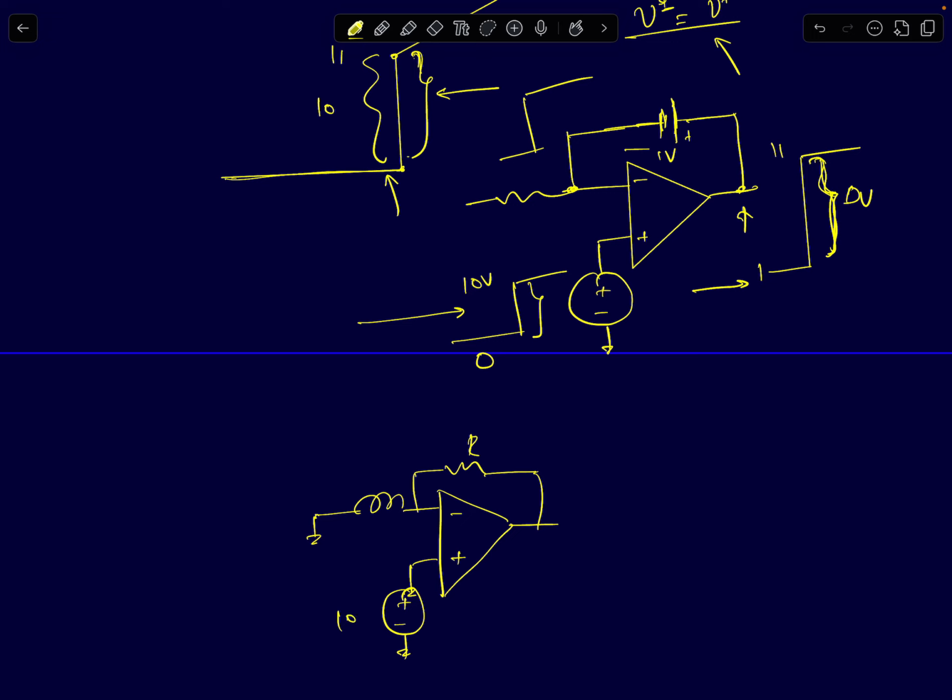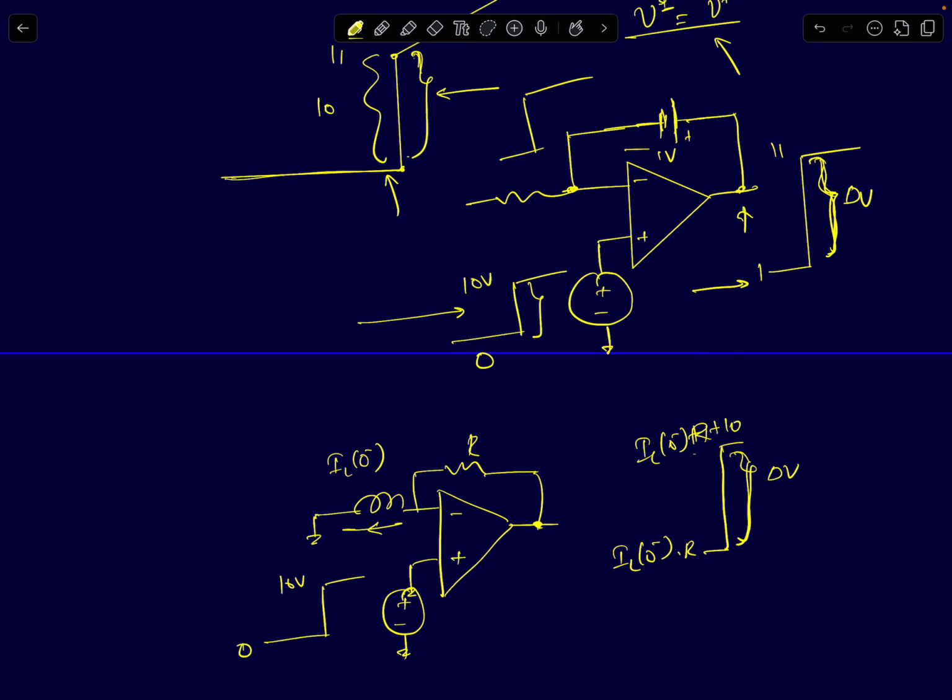And if my input changes from 0 to 10 volts suddenly, we can similarly argue that, depending on the initial current of the inductor, your output will jump from IL0 minus times R to IL0 minus times R plus 10 volts. So the net jump at the output voltage will be exactly equal to 10. The total change will be the same as the input step voltage change. So you can go through that, and in case you have any doubts, you can let me know.